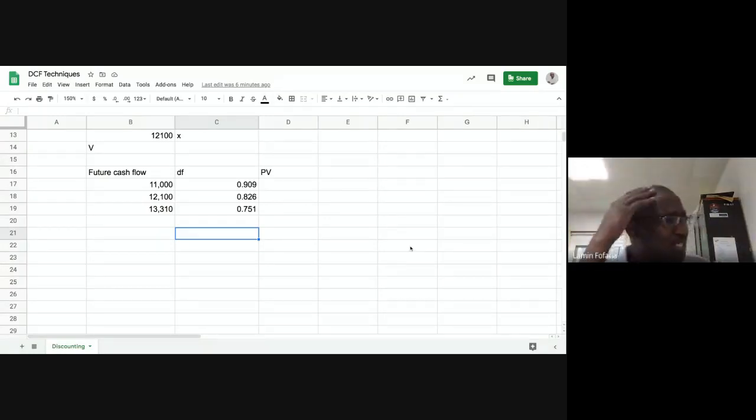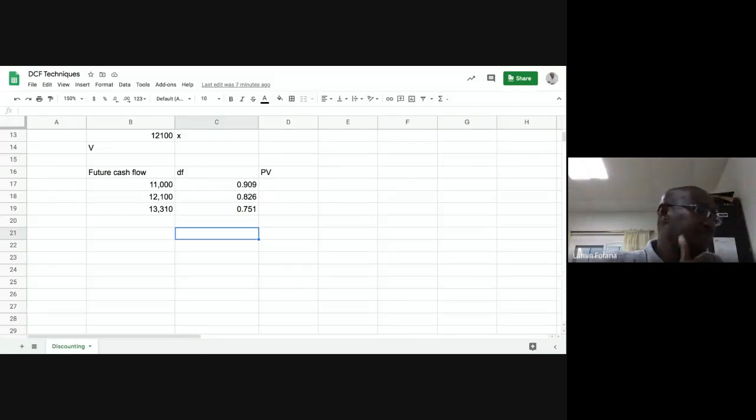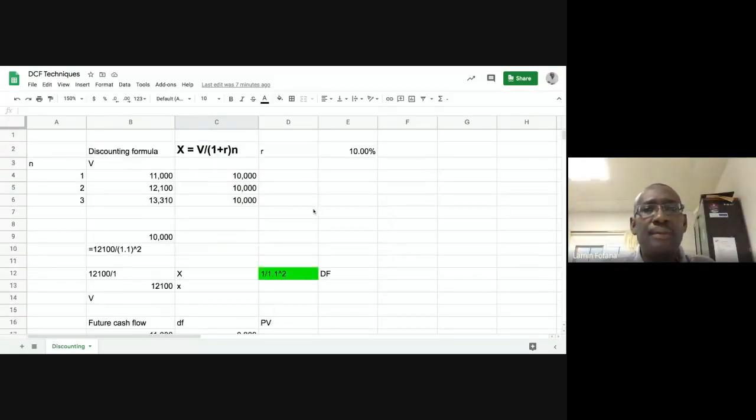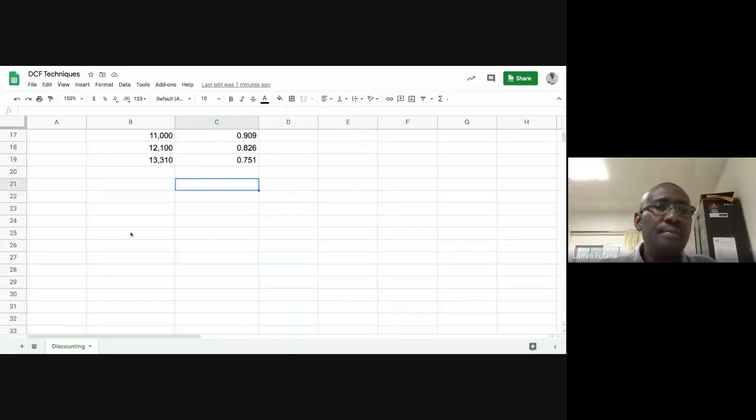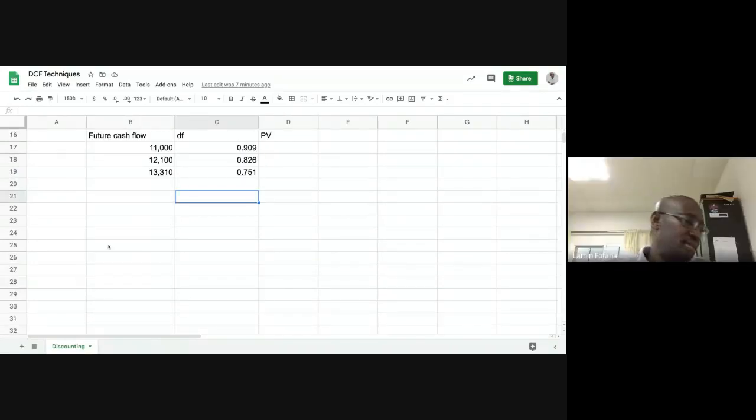Okay, so what's the PV for year 2? The present value for year 2? Are we together? Yes, we are doing the calculation. Okay, fine. It's only 2 items, so it shouldn't take long.